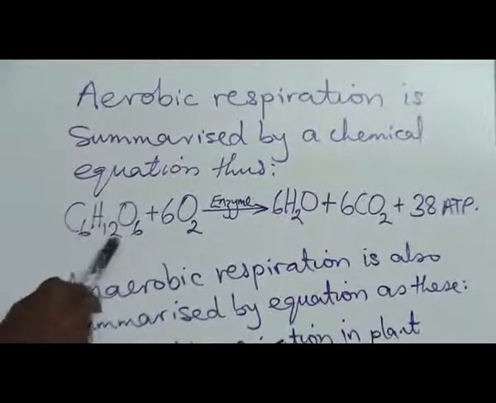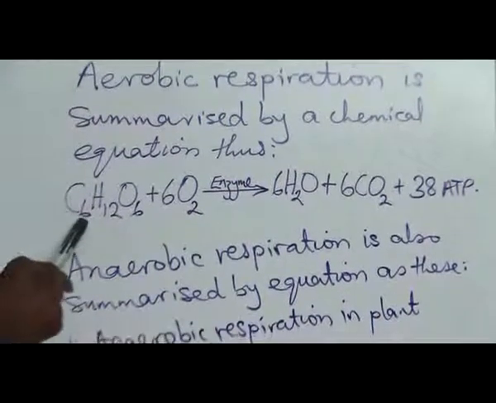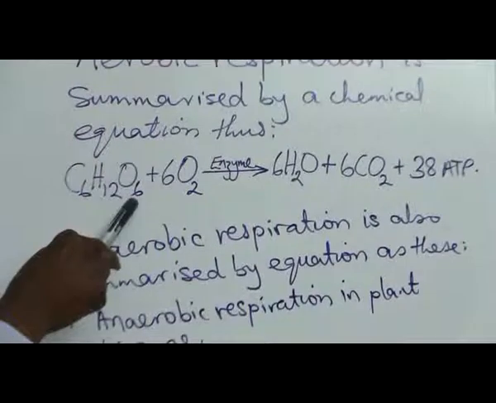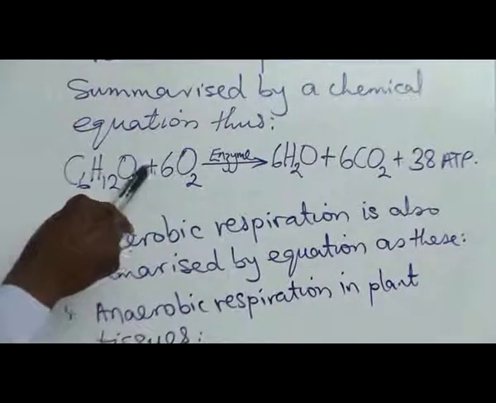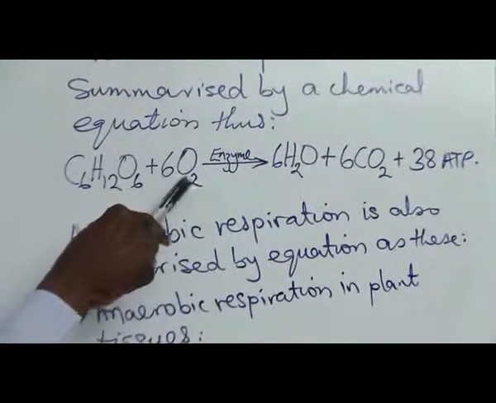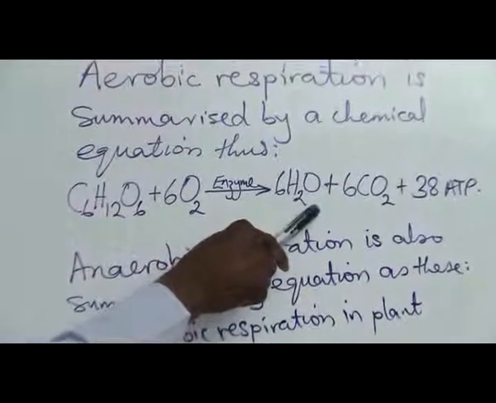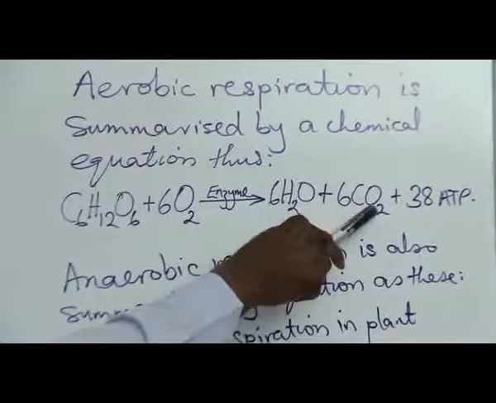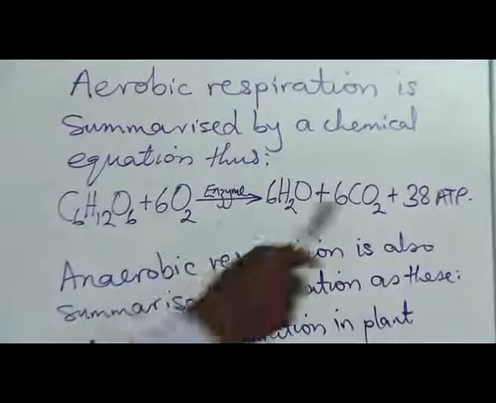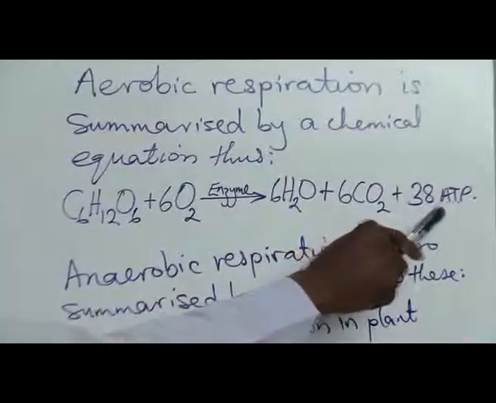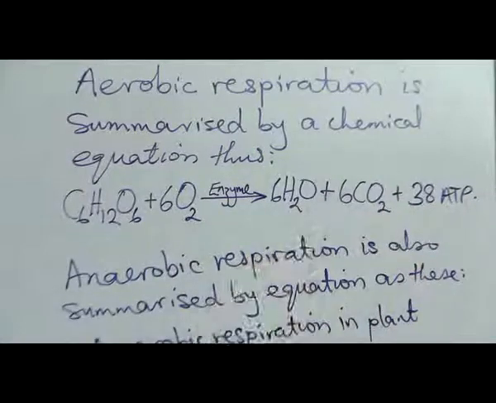This is the glucose molecule, C6H12O6. When in presence of oxygen, the sugar is broken down into 6 molecules of water and 6 molecules of carbon dioxide, releasing as much as 38 molecules of ATP.